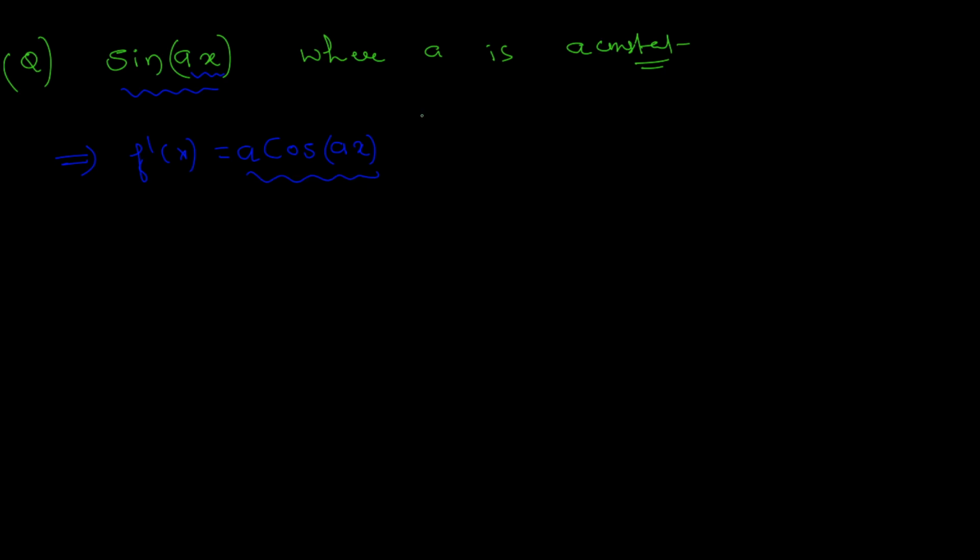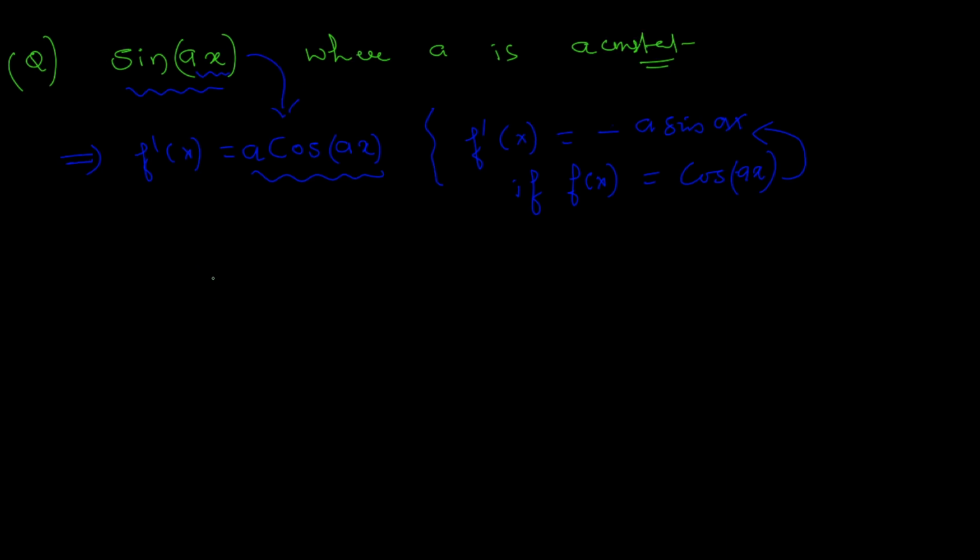and therefore the reason I'm mentioning these things is that f dash of x would be minus a sine ax if your f of x was cos ax. So derivative of cos ax would be minus a sin ax, and derivative of sin ax is a cos ax, and it's true for anything actually, right?